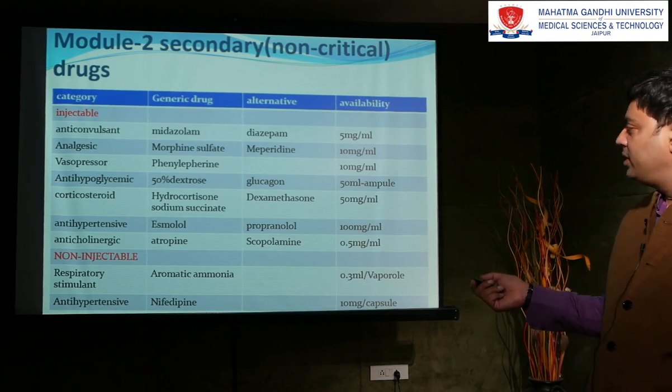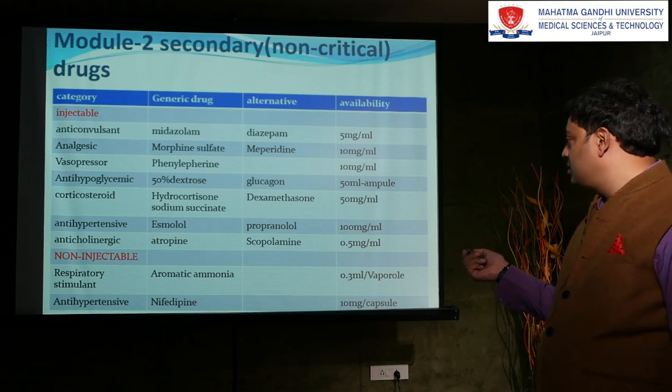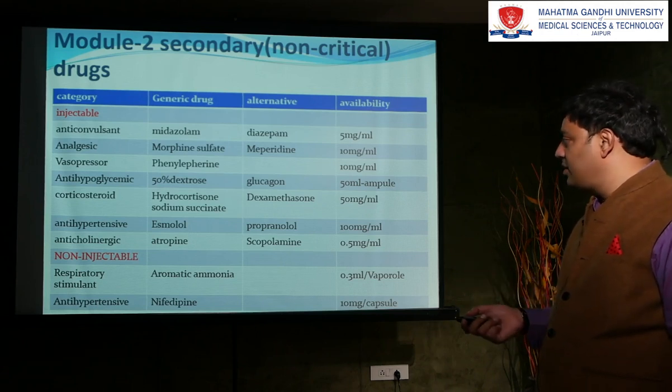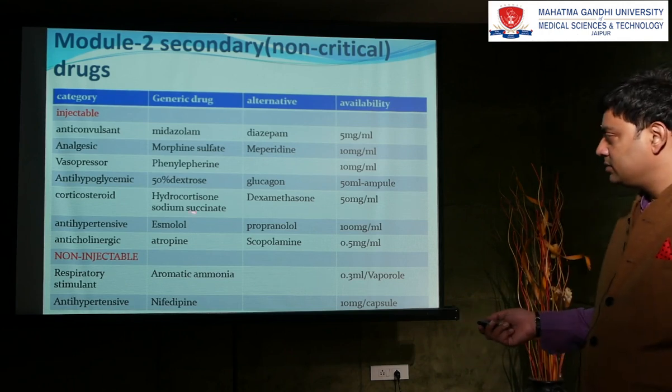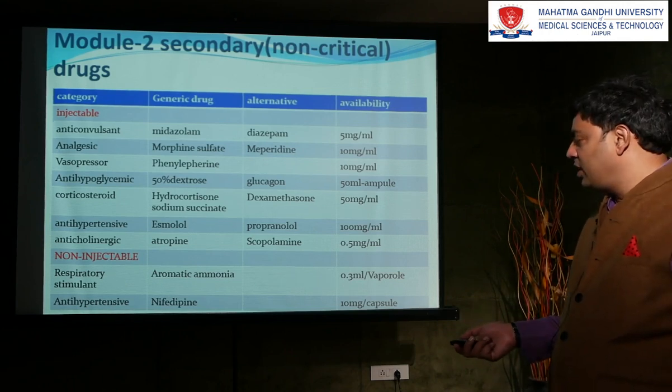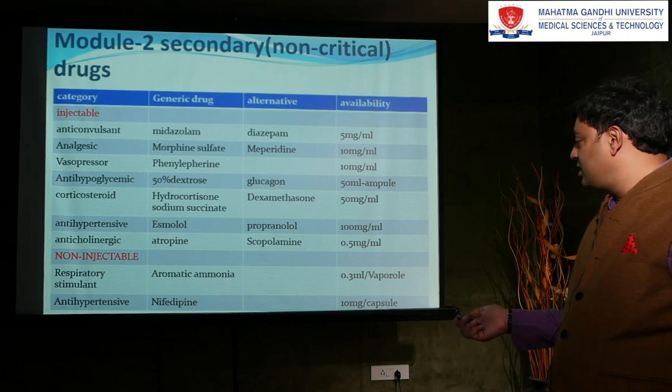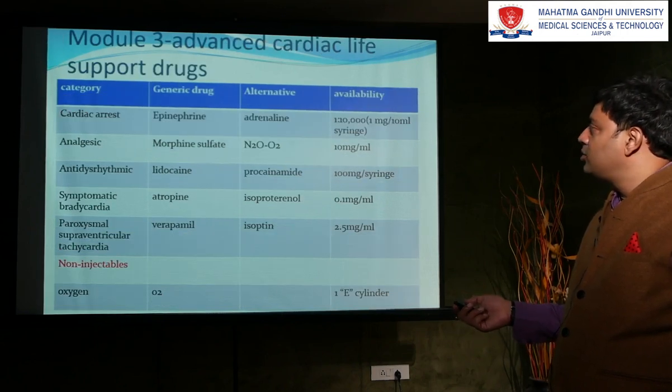Anticholinergics, you have atropine, the alternative is scopolamine, the dosage is 0.5 mg per ml. Non-injectables, you have respiratory stimulants in module 2, like aromatic ammonia, and antihypertensive like nifedipine. So module 3 drugs, advanced cardiac life support drugs.